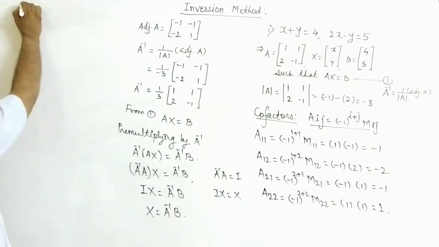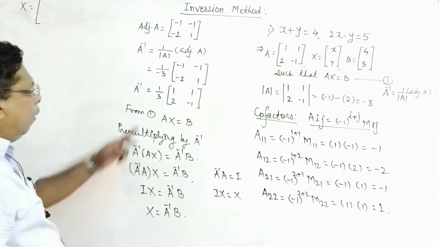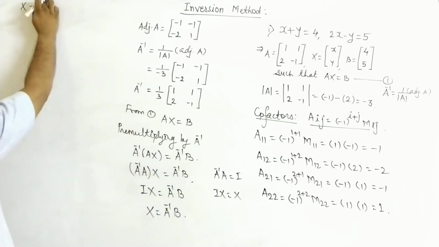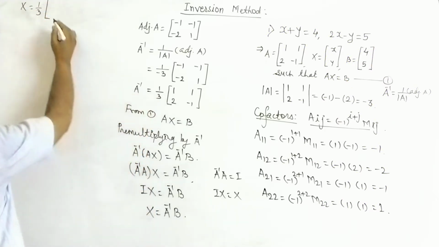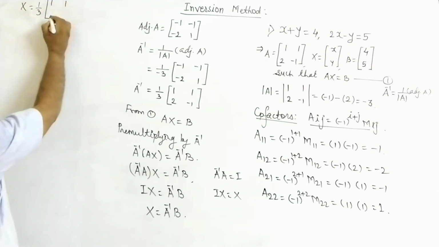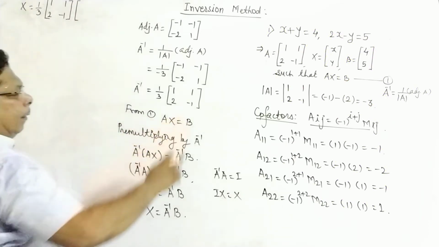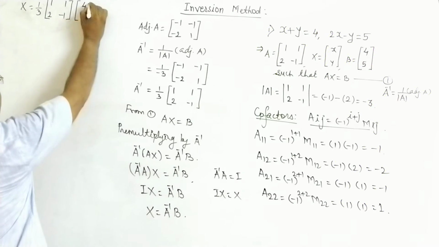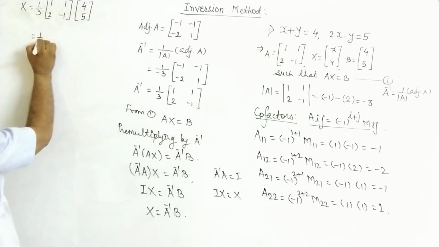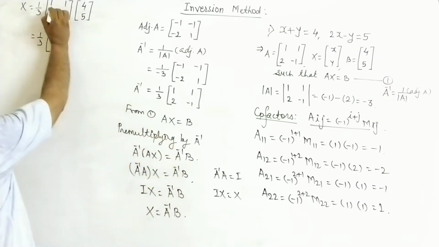X is equal to A inverse. Substitute the value of A inverse: 1 upon 3 times the matrix 1 1, 2 minus 1. B matrix B is 4, 5, is equal to 1 upon 3. Now take the multiplication. How can we take the multiplication?